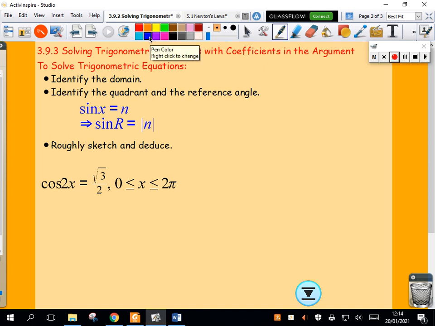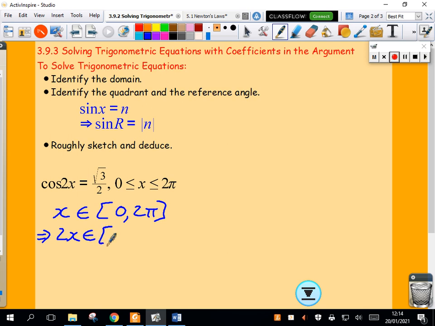So step one is we're going to identify the domain. Notice the domain here is x is between 0 and 2 pi. So x is on the interval from 0 to 2 pi, inclusive, square brackets inclusive. But 2x is the argument in my equation, so we're going to just look at the domain for 2x. 2x will be between 0 and 4 pi. Notice that's two full circles. 4 pi, two full circles.